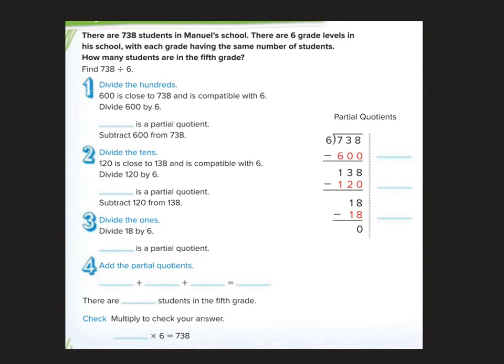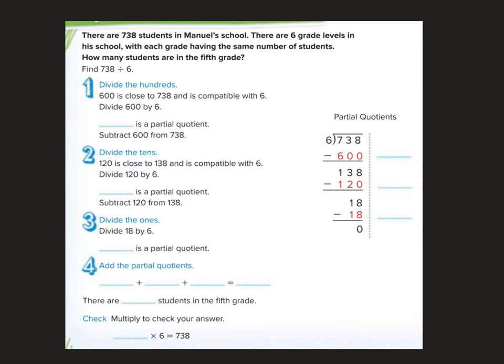Okay, there are 738 students in Manuel's school. There are 6 grade levels in his school, with each grade having the same number of students. How many students are in the 5th grade? So really we could answer how many students are in all the grades, or in each grade, because they all have the same number. So anyways, here we go. This is kind of interesting.